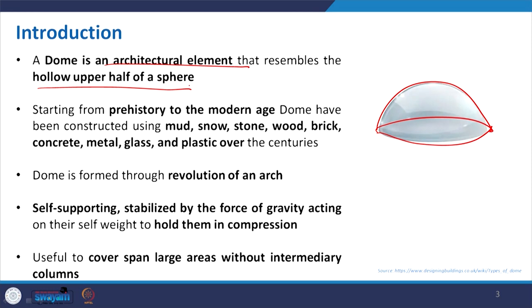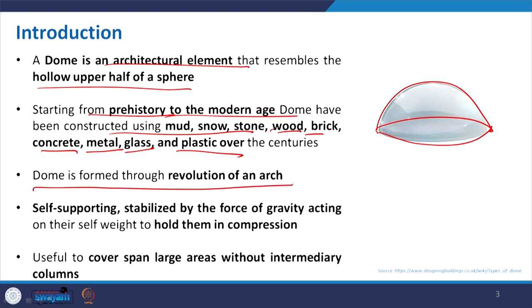That is already explained. From prehistory to the modern age, domes have been constructed using mud, so we cannot ignore the construction of an igloo, which is basically a dome structure, then wood, brick, concrete, metal, glass, plastic, and now almost anything. Even we all have played with a plastic ball or some kind of cricket ball. If you cut this, that will be a solid dome, but we are all aware of this particular form.